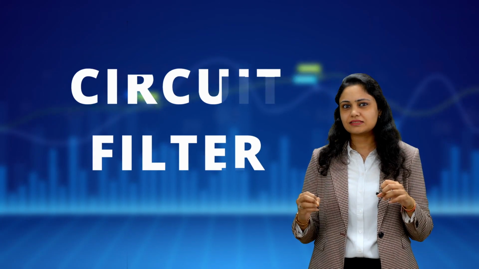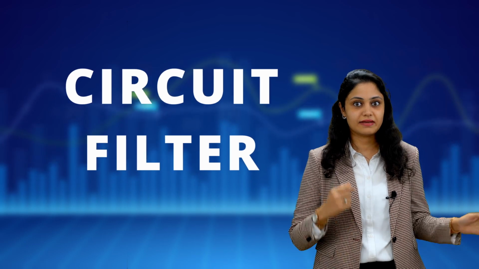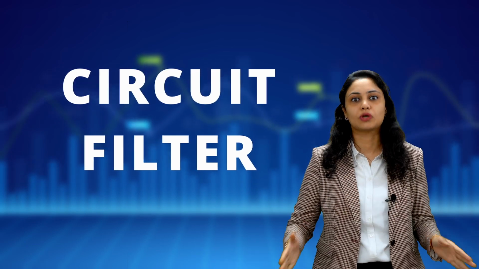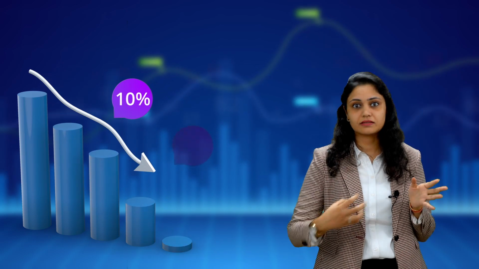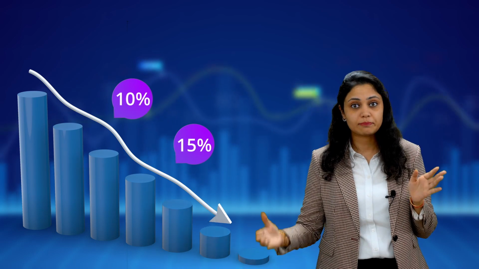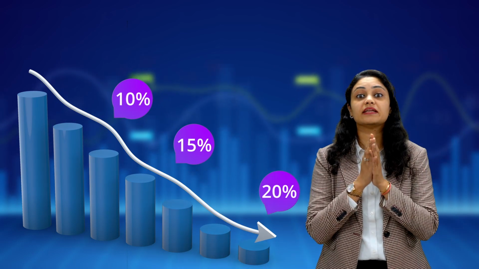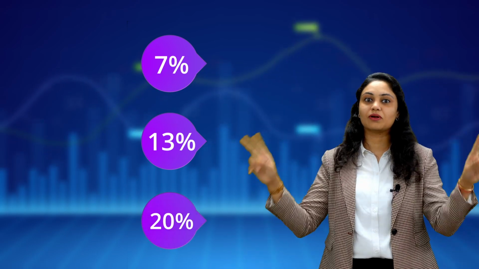Now let's understand a little bit about circuit filters. In India, we have the circuit filter, when there is a price action, the market stops, right? In a day, if the market falls by 10%, the market is halted for a couple of hours. If it falls by 15%, it is again halted for a couple of hours. And if the market falls by 20% in a single day, trading is stopped for that particular day, right? What are these limits in the US? It's 7, 13 and 20, right? So this is all about circuit filters.